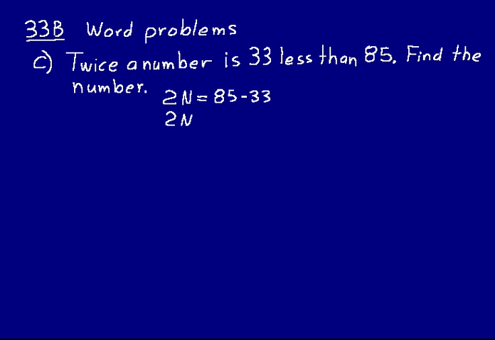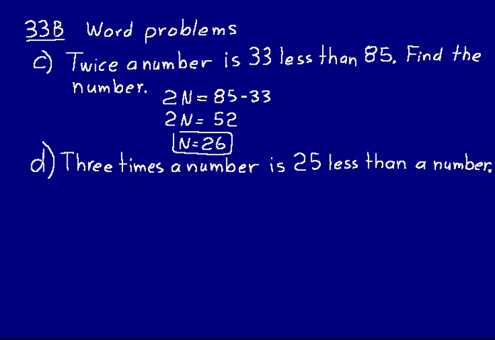I have 2n is equal to, I just have to do that subtraction now, 85 minus 33. That would be 52. And then I can divide both sides by 2, and so that would just be n equals 26. So there's my missing number or unknown number.